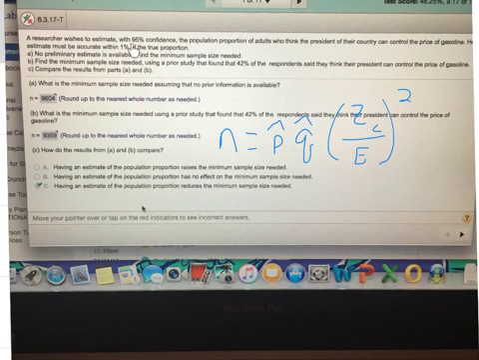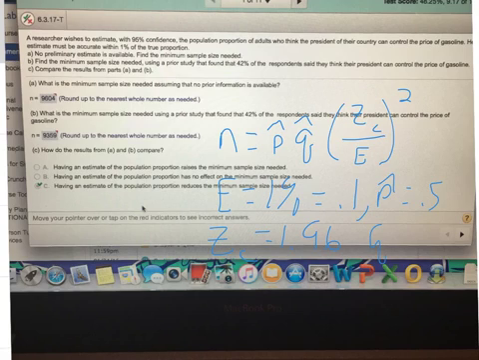The z-score is given because we have a 95% confidence interval, and the margin of error is 1%. So E is 1%, or 0.01. The z-score for a 95% confidence interval, I believe that's on page like 199, is 1.96. Then we let p hat be 0.5 and q hat be 0.5 since they're unknown.